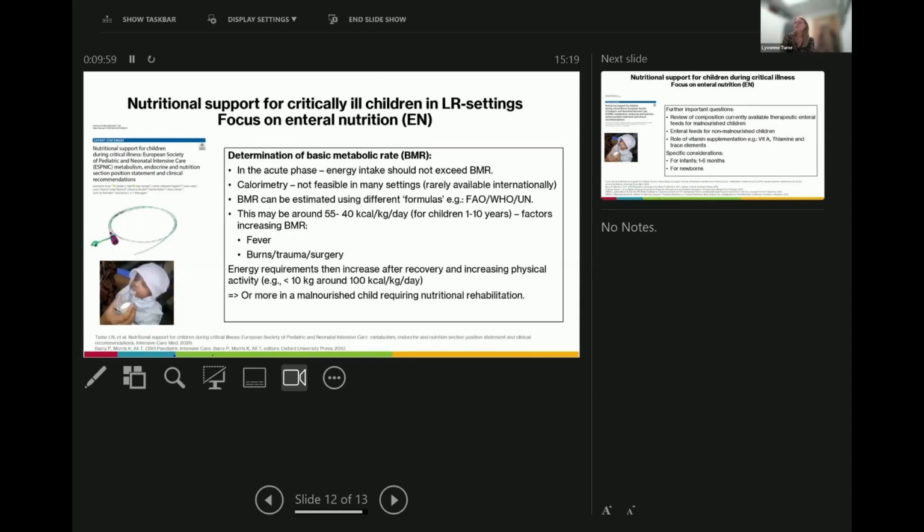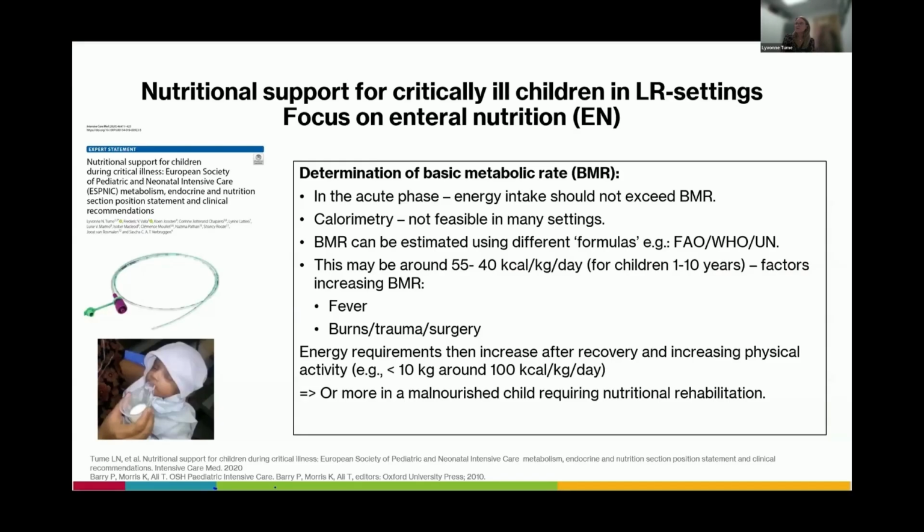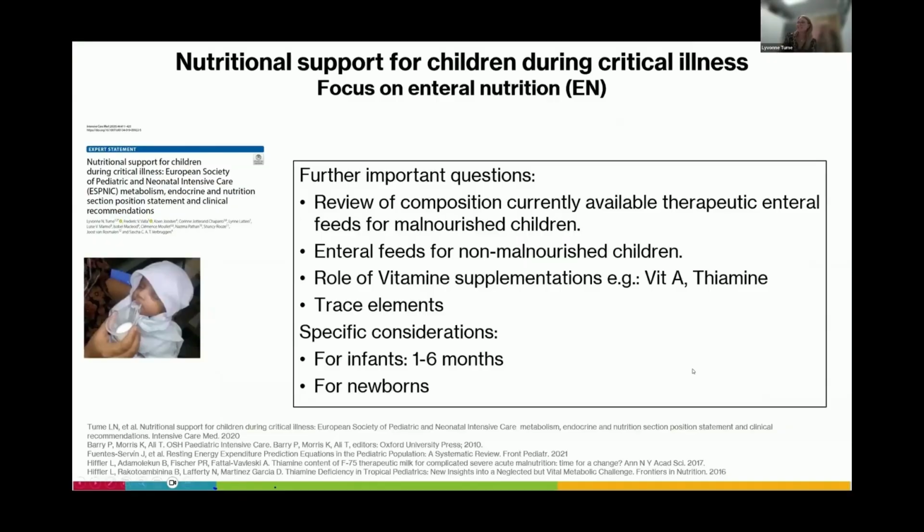In terms of calorimetry, I'm not a dietitian, but we've looked at this multiple times. Even in high income settings, it's really very rarely used. We've just looked at this across Europe, and there are very few centers that have an indirect calorimeter. And also, of course, they can only be used on bigger children, with no air leaks, not high FiO2. So there are some limitations on who you could use it in. If you can, I guess that's great, but it's unlikely to be available in a low middle income setting. Next slide.